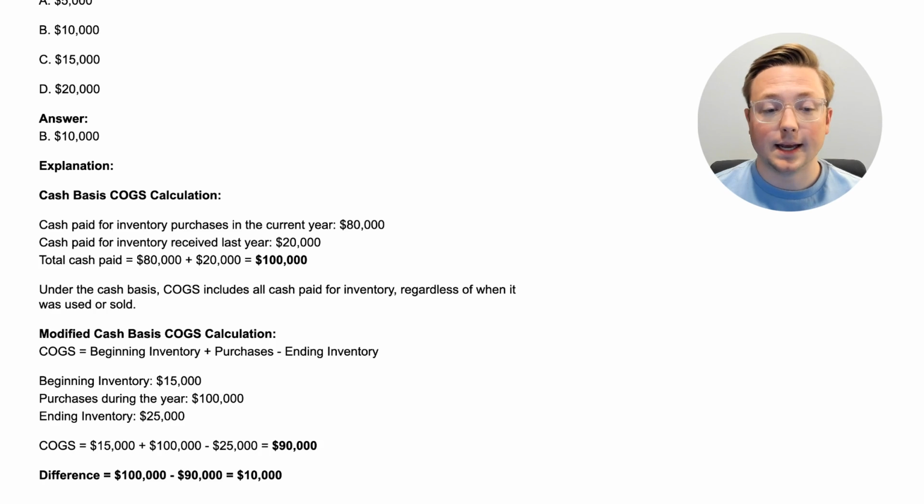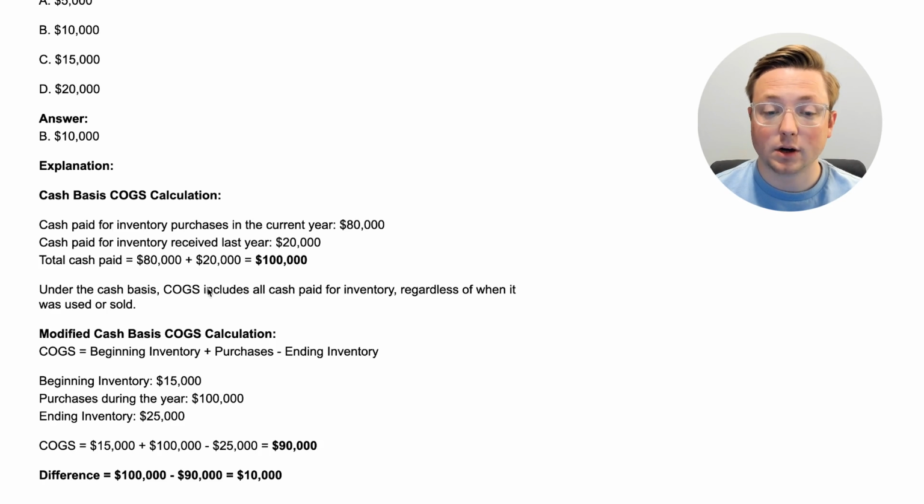All right, here we are. The answer is B. $10,000 would be the difference between the cash COGS and the modified cash COGS. So let's talk about this. Cash basis COGS, super straightforward. Cash paid for inventory purchases in the current year, $80,000. Cash paid for inventory received last year, $20,000. And again, this is the cash paid in the current year, so that just is $100,000 right there.